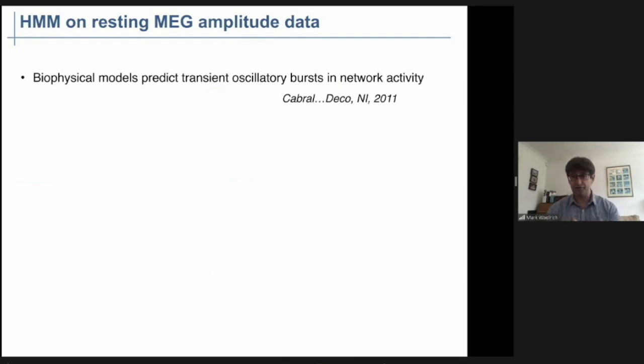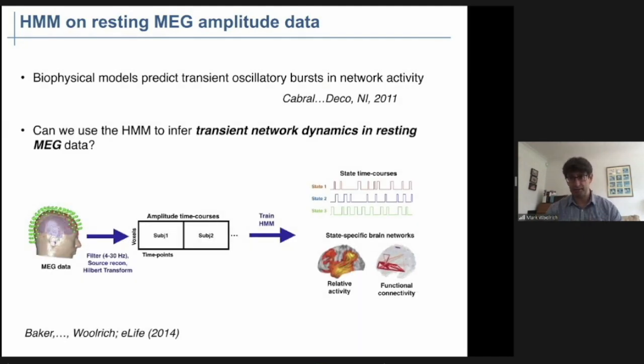Our interest in this was also inspired by some work by Gustavo Deco at the time, who was working on biophysical models to predict oscillatory activity. He found there was a tendency for these biophysical models to predict transient bursting oscillatory activity, and other people were showing similar things as well. So we reasoned that the HMM would be a really good way of capturing these transient bursting oscillatory events in the network behavior.